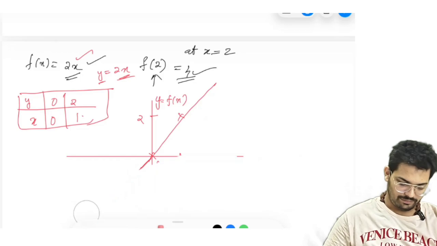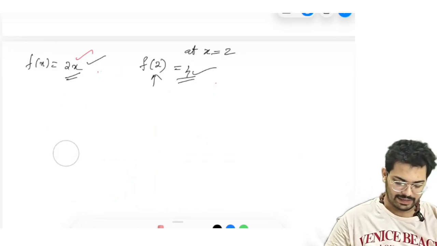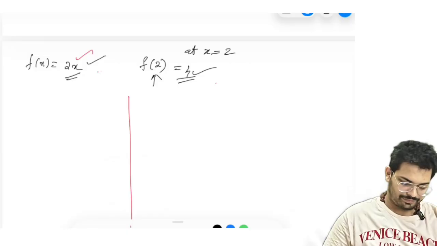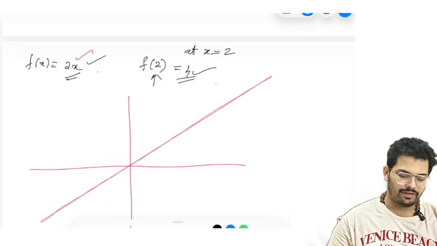Now, the y equal to 2x graph will be like this. It's a straight line graph. It's a straight line graph passing through the origin.